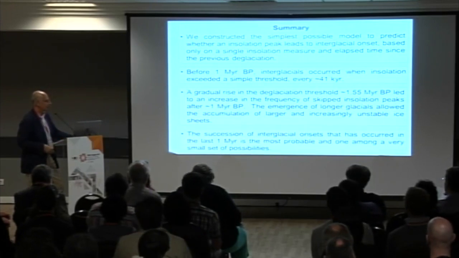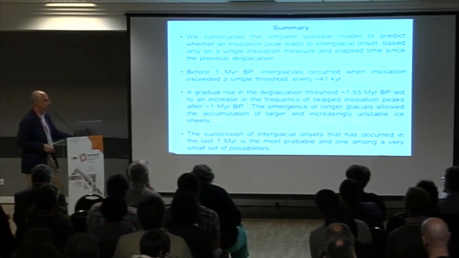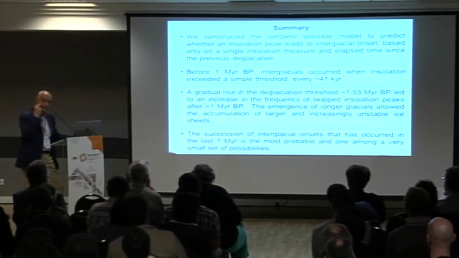And finally, the succession of interglacials that has occurred in the last million years is the most probable and among a very small set of possibilities.